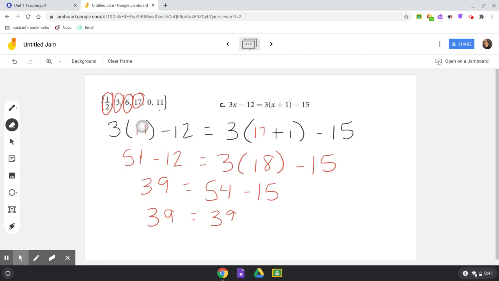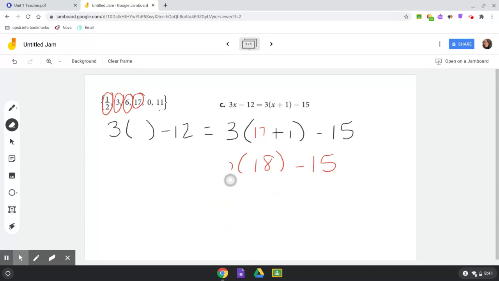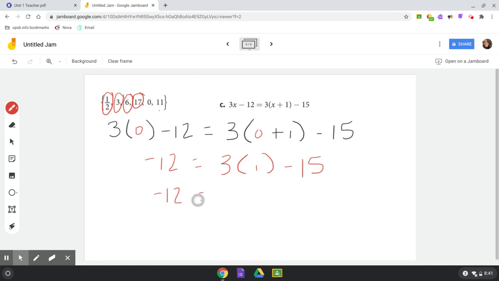Okay, now let's go to the next value, 0. If I substitute in 0, I've got 0 minus 12, which is negative 12. And I've got 3 times 0 plus 1, which is 3 times 1. So negative 12 equals 4 minus 15, which is negative 12 equals negative 12. So 0 is also a solution.